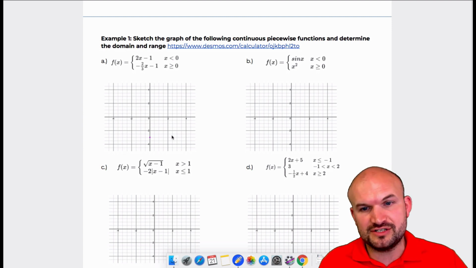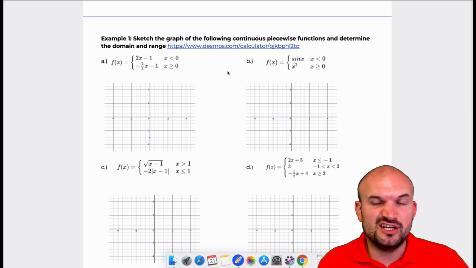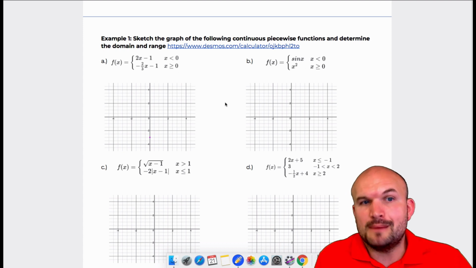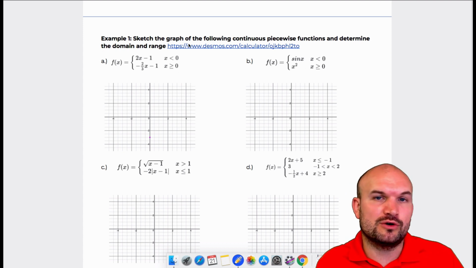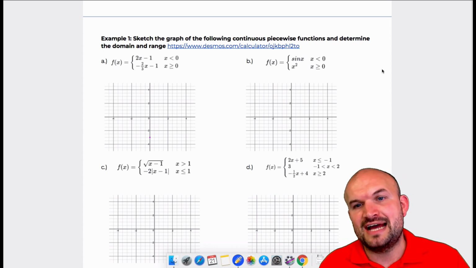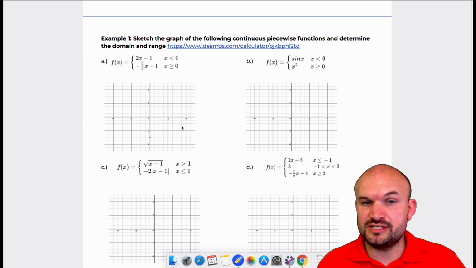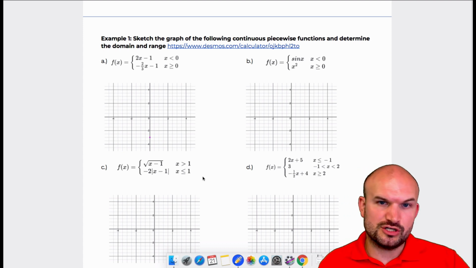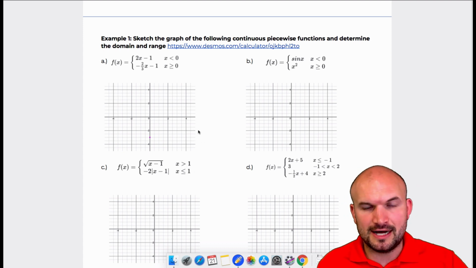But you can see that for each of these, we have two different graphs that we're going to have to combine. In addition to that, we are going to identify the domain and the range, because you can see that the functions are restricted based on their domain restrictions. So I'll show you a couple different ways we can go about this.